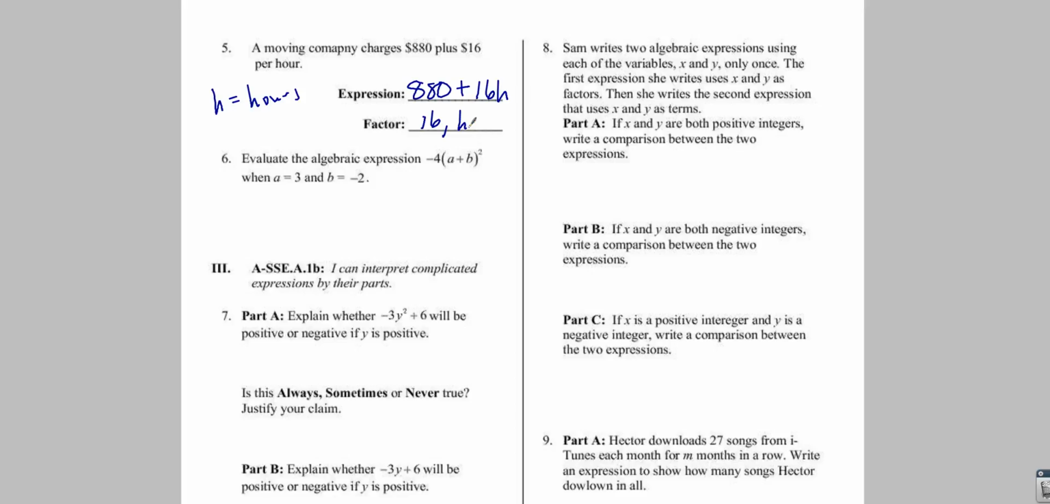Number 6, evaluate the algebraic expression. So remember, we have to plug in for a and b. So it's going to be negative 4 times 3 plus negative 2 squared. Order of operations, we do inside the parentheses first. So it's negative 4 times 1 squared. Now we can do exponents. 1 to the second power is just 1. So you get negative 4 times 1, which is negative 4.